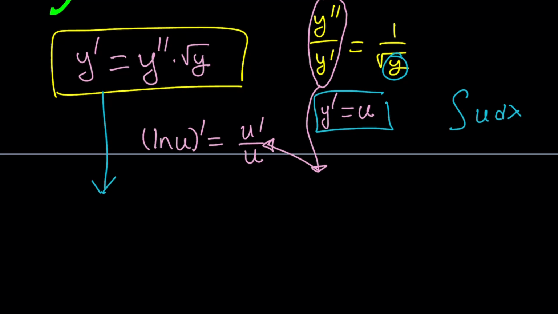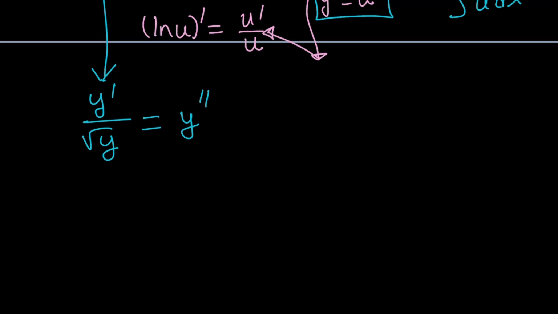After cross multiplying, we got this relationship, y prime equals y double prime times the square root of y. Here's what we're going to do. We're going to divide both sides by square root of y and write this as y prime divided by square root of y equals y double prime. And I'll tell you why this is helpful in a little bit, okay? Let's write y double prime on the left hand side, and on the right hand side I want to write this as y prime times 1 over square root of y.